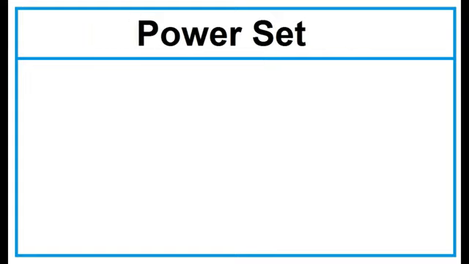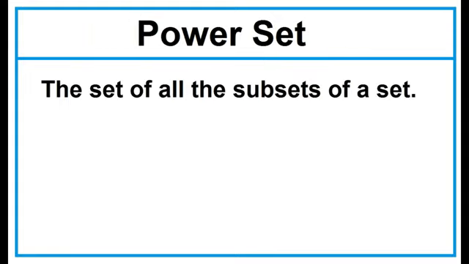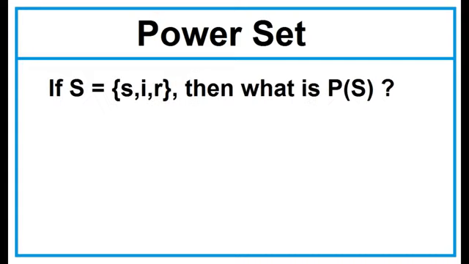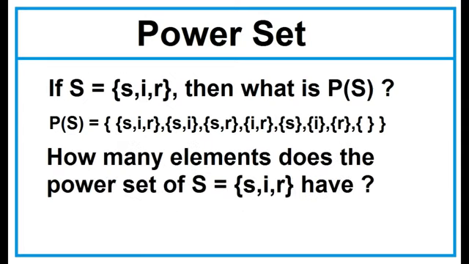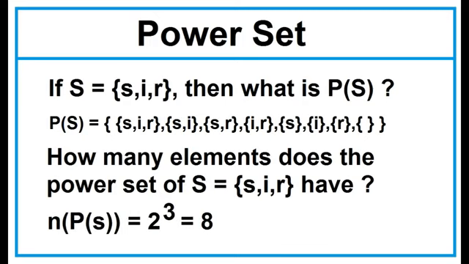Power set. The set of all the subsets of a set. What is the power set of set S? P of S contains all the subsets of set S. How many elements does the power set of set S have? Since a power set contains all the subsets of a given set, it follows the formula 2 to the power of n, where n is the number of elements. So the number of elements of P of S is 2 to the power of 3, which is equal to 8.